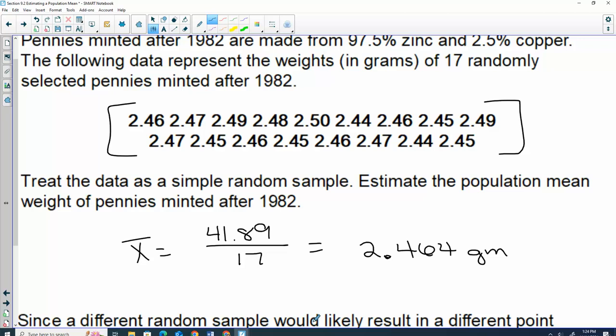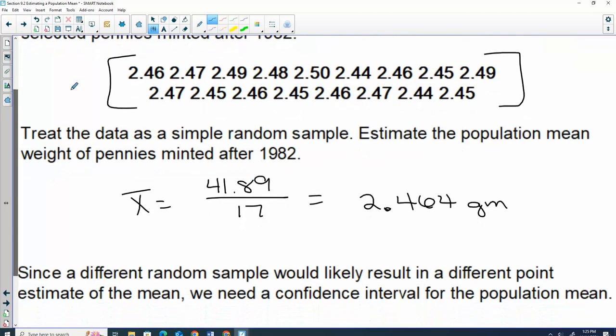If I picked a different 17 pennies, do you think I would get the same thing again? No, so kind of like we talked about yesterday. Every sample is probably going to be a little bit different. We can find the probability of getting a certain thing. But if I'm trying to just estimate the true mean, we would have to have a confidence interval because a different sample will give us a different estimate.